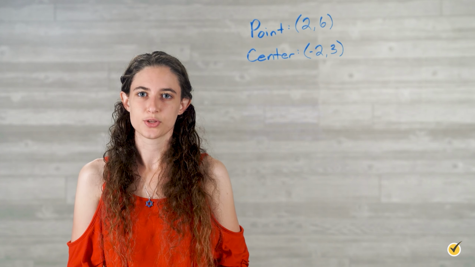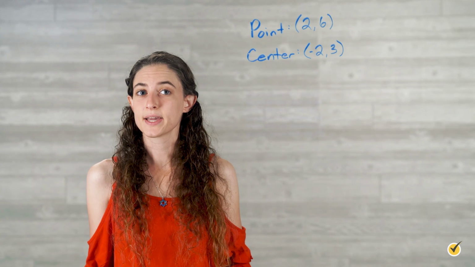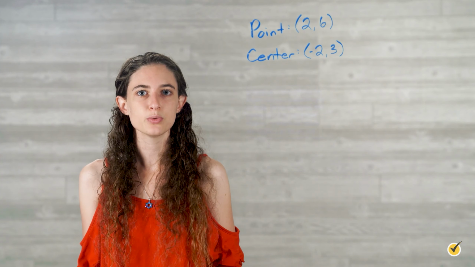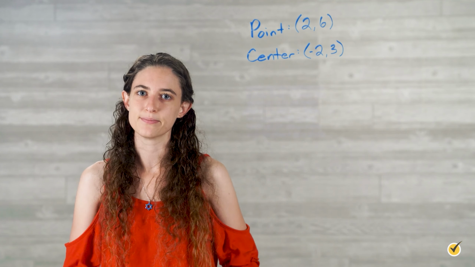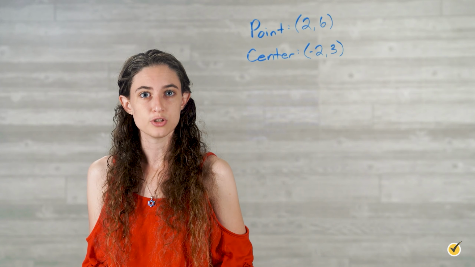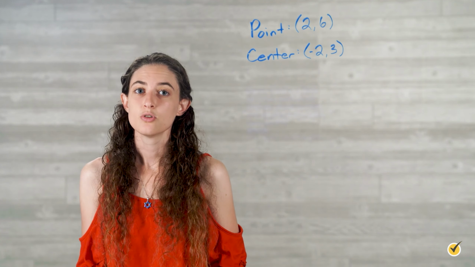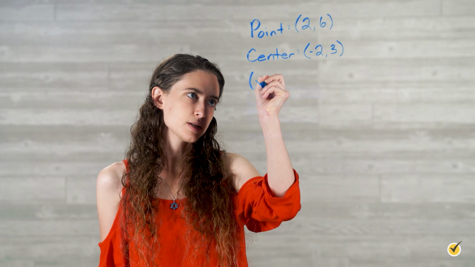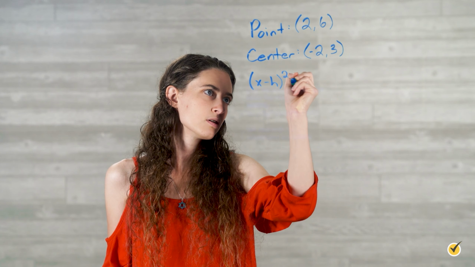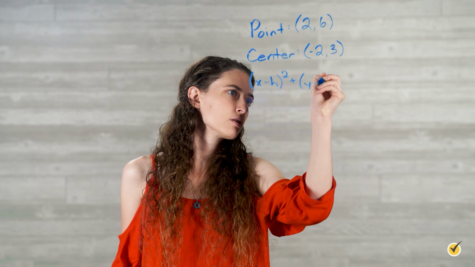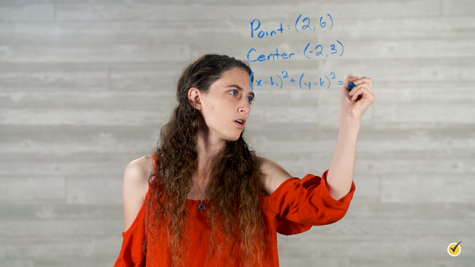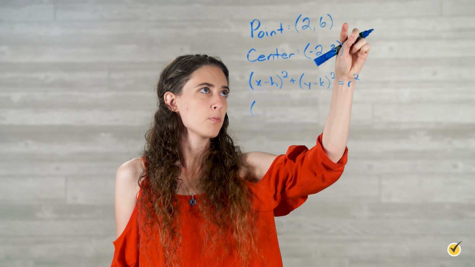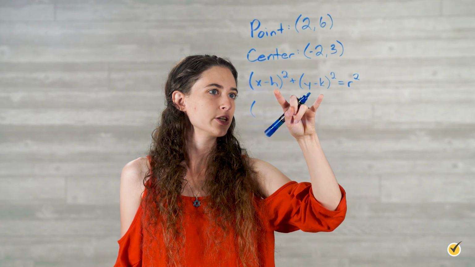The first thing we need to do is find the radius of the circle. We can do this by plugging in everything we know into our equation for a circle. Since we know the center is at (-2, 3), we know that h equals -2 and k equals 3. Since we know a point on our circle, we can use x equals 2 and y equals 6. We plug it all in and it looks like this. The formula for a circle is (x - h)² + (y - k)² = r². So our x and y comes from our point that we're given, and our center is our h and k.